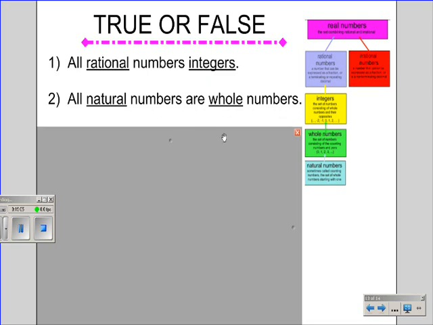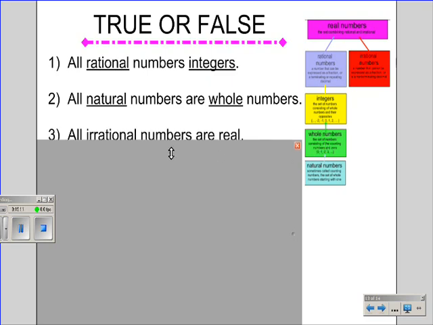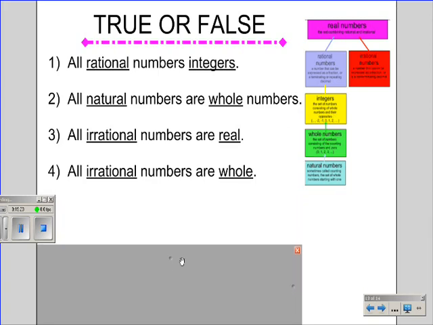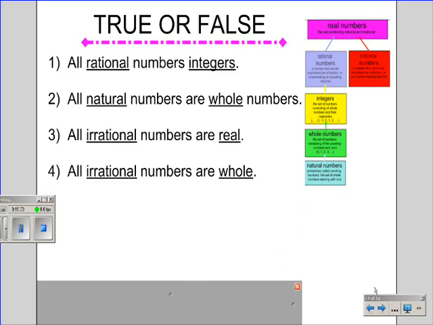All natural numbers are whole numbers. Are all the naturals whole numbers? Yes. That is true. All irrational numbers are real. Are all these irrational numbers in the real numbers? Yes, they are. Any number is a real number. All irrational numbers are whole. No, that is false. They're not associated at all.